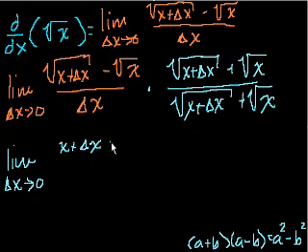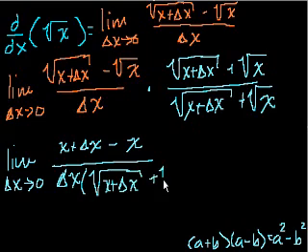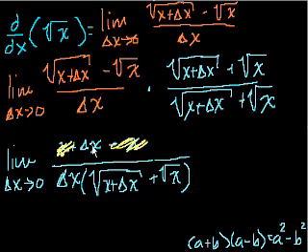And then what's b squared? So minus square root of x is b in this analogy. So square root of x squared is just x. And all of that over delta x times square root of x plus delta x plus the square root of x. Let's see what simplification we can do. Well, we have an x and then a minus x, so those cancel out.